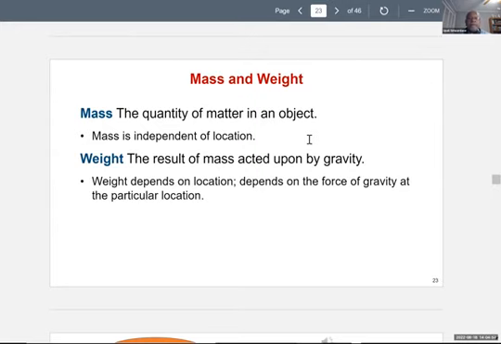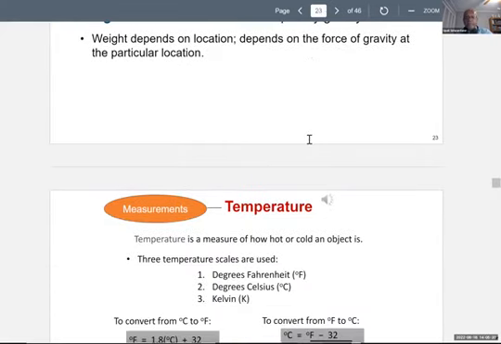Okay, mass is independent of the location. Weight is affected by gravity. Weight depends on the position. Therefore, what we use in the sciences, mass or the weight, we use mass. Sometimes we call it weight, that means it's mass. Sometimes we use the word weight with the opinion that it's same as mass.